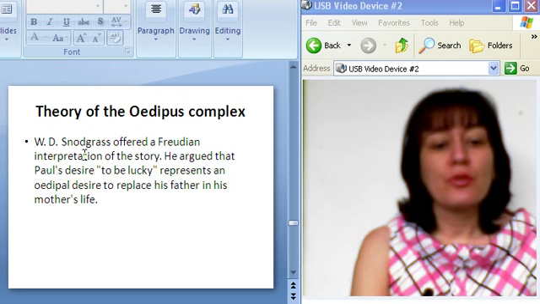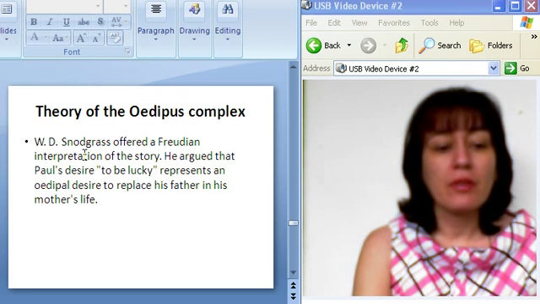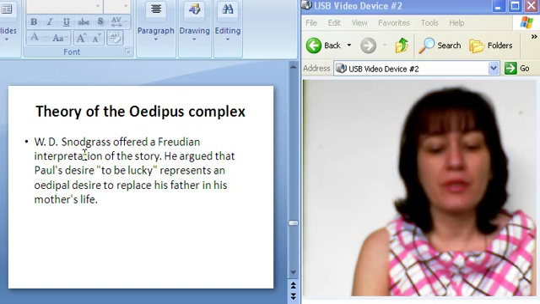Snodgrass offered a Freudian interpretation of the story. He argued that Paul's desire to be lucky represents an Oedipal desire to replace his father in his mother's life.